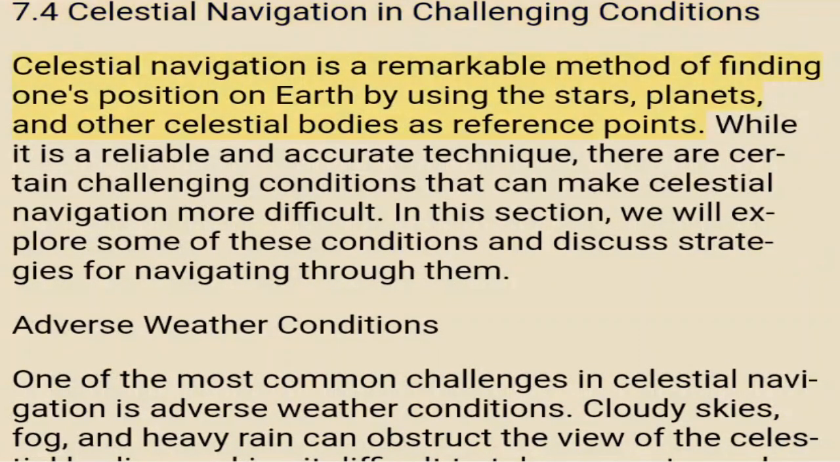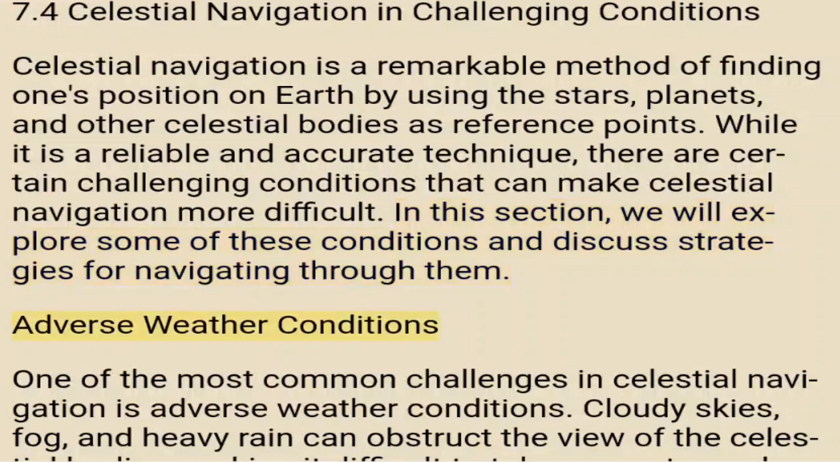7.4 Celestial navigation in challenging conditions. Celestial navigation is a remarkable method of finding one's position on Earth by using the stars, planets, and other celestial bodies as reference points. While it is a reliable and accurate technique, there are certain challenging conditions that can make celestial navigation more difficult. In this section, we will explore some of these conditions and discuss strategies for navigating through them.